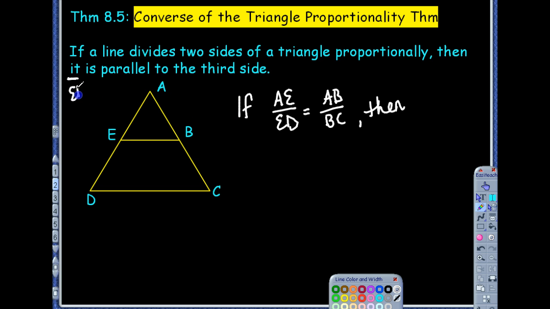Then we can say that segment EB is parallel to the third side, which is the side that it doesn't intersect, which is DC. We've learned converse theorems before. It's just the exact flip-flop of what we just talked about. If the sides are divided proportionally, then we can talk about the lines being parallel, which could then help us talk about similar triangles, which means other proportions are going to be true. So there are all these different things you can say from that.